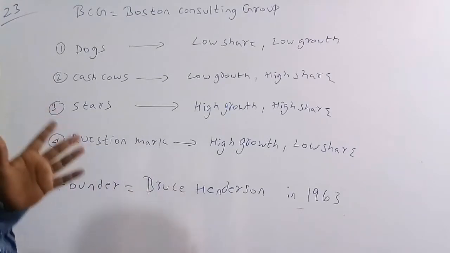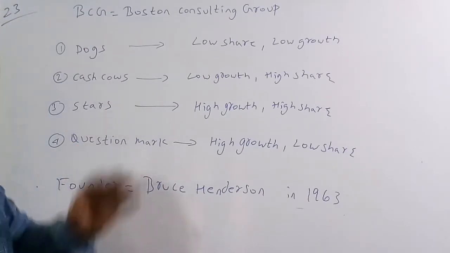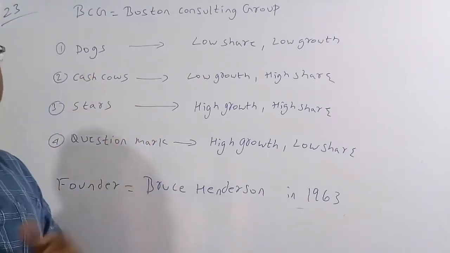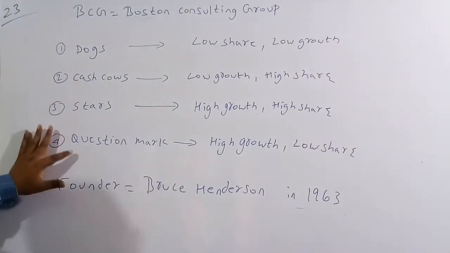Basically, this BCG classifies business into 4 categories based on share and growth. Based on these 2 factors, share and growth, they have classified business into 4 categories, which are dogs, cash cows, stars, and question marks.